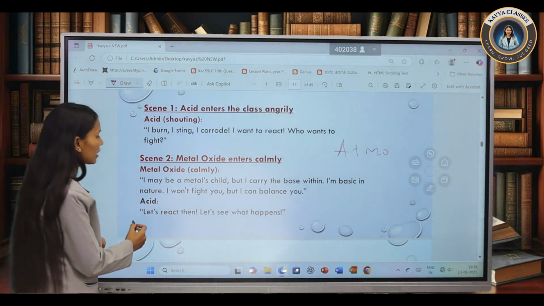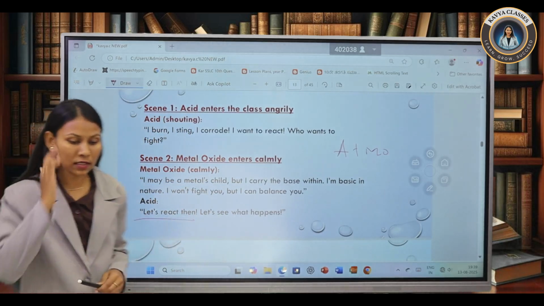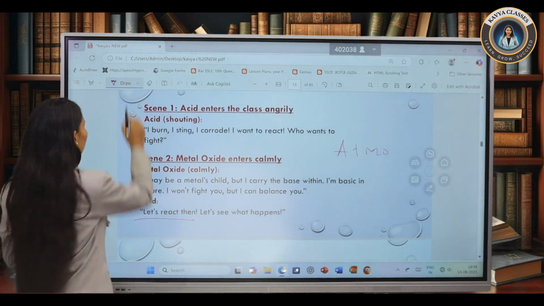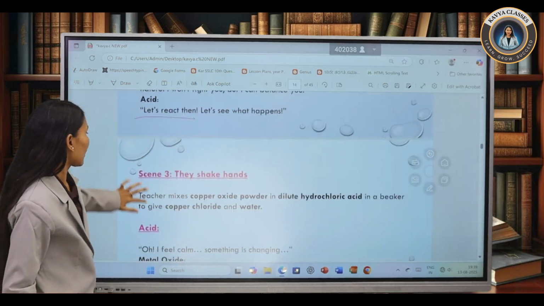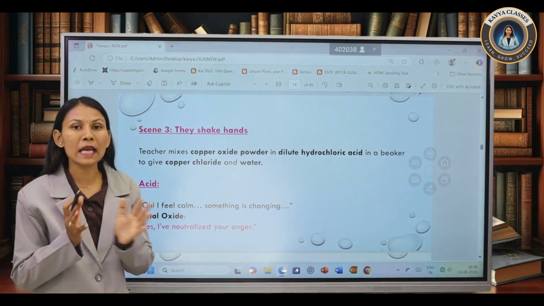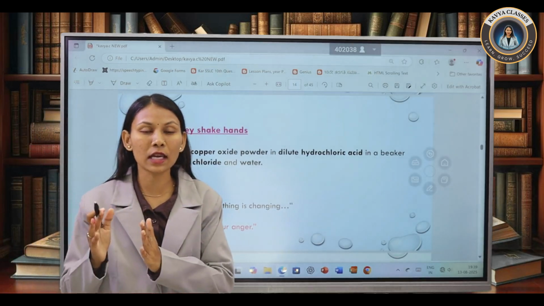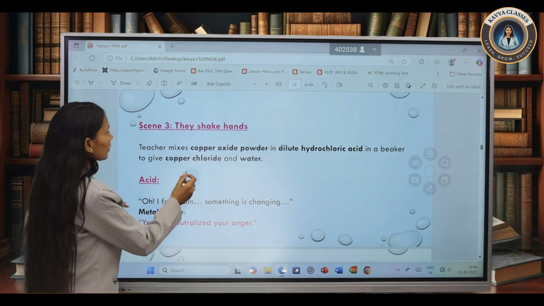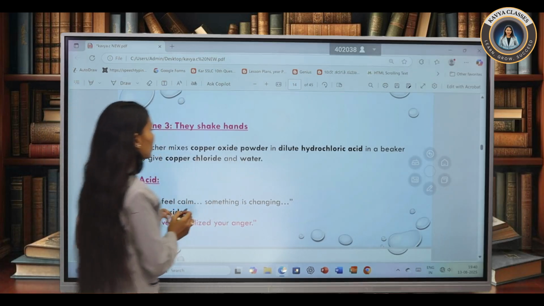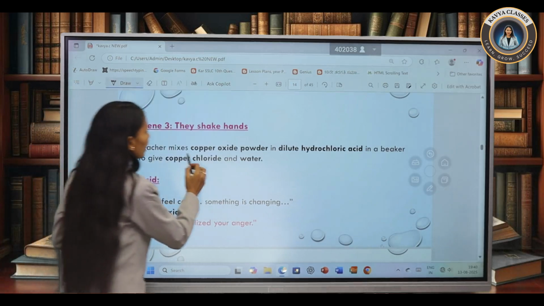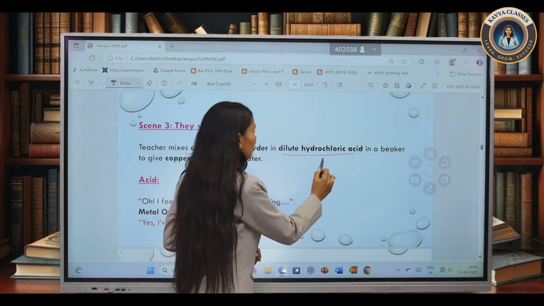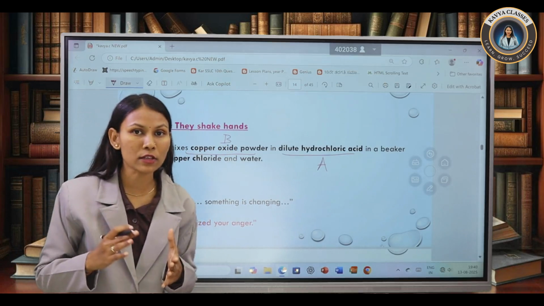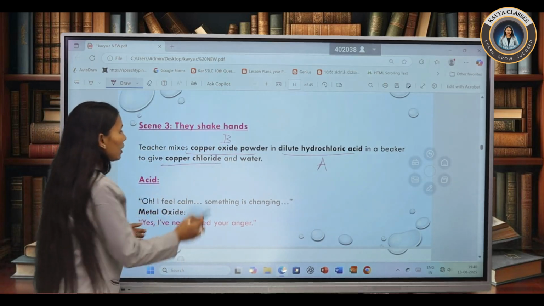As it is short-tempered, the acid says, let's react then, let us see what happens. Once they react together, what happens? For the base, they are giving copper oxide powder as the metal oxide, and dilute hydrochloric acid as the acid. When these react together, they form copper chloride and water.